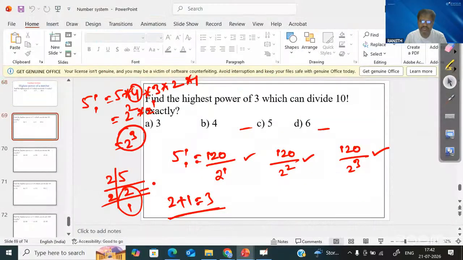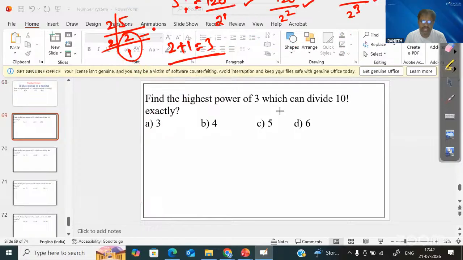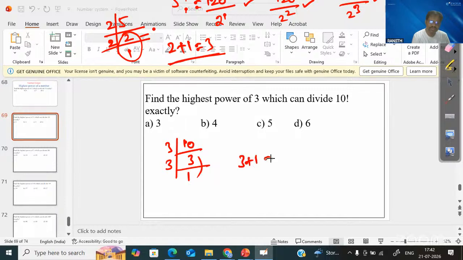So what is the answer for this one? Highest power of 3 which can divide 10 factorial. So that will be equal to 10 by 3. 3 threes are 9, remainder 1. Then 3 is divisible by 3 one time. So that will be equal to 3 plus 1 is equal to 4. Highest power equal to 4.